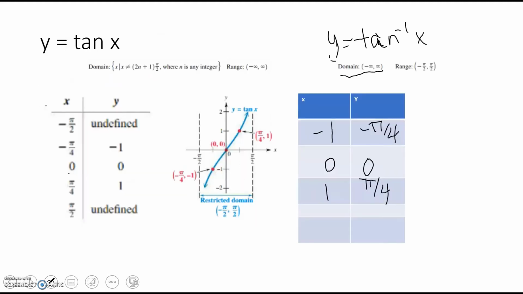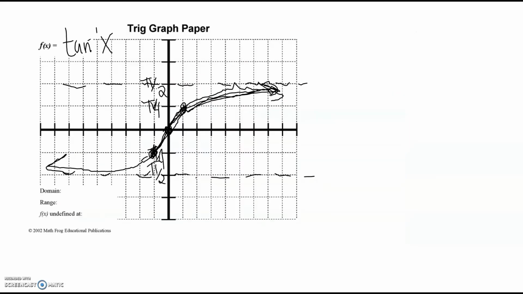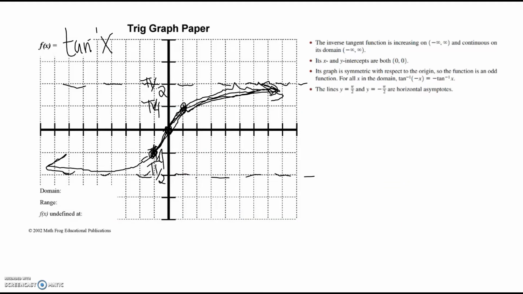So it almost is like, or your inverse tangent. So if you see the tangent function, which is here in the middle, it looks like it's just rotated around and flipped over. What we notice about this inverse tangent function is that it is increasing. If we were walking on it, we're going up. So it's increasing on its domain from negative infinity to infinity, and it is continuous on its domain, meaning we could draw it without picking up our pen or pencil. The x and y intercept is 0, 0. This one is symmetric to the origin, so inverse tangent will be an odd function. And then we also have horizontal asymptotes at pi over 2 and negative pi over 2.